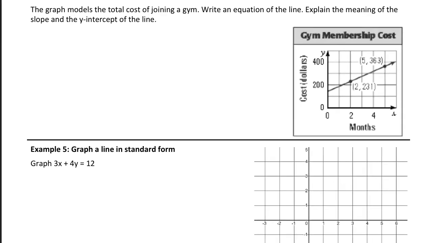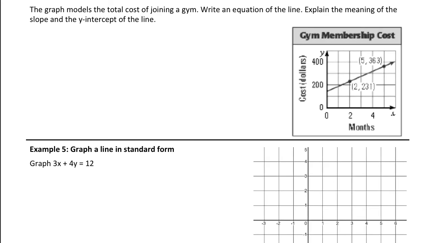Now next, writing an equation of a line from a graph. Now this is a real life situation. The graph models the cost of joining a gym. Write an equation, and explain the meaning of the slope and the y-intercept of the line. So from this, I can find the slope. Now finding the slope is going to be a little bit tougher because you can't necessarily count. So we're going to have to use y2 minus y1.